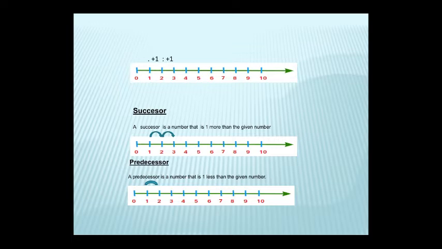Predecessor: a predecessor is a number that is one less than the given number. Demotion is the best example. Demotion means, for example, someone is in a higher position, and they are decreased by one position from that higher position. That is a demotion. A predecessor means you have to subtract one from the given number. For example, 2's predecessor is 1, 3's predecessor is 2, 1's predecessor is 0, because 1 minus 1 is 0.